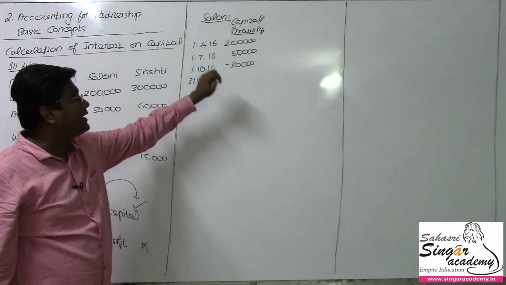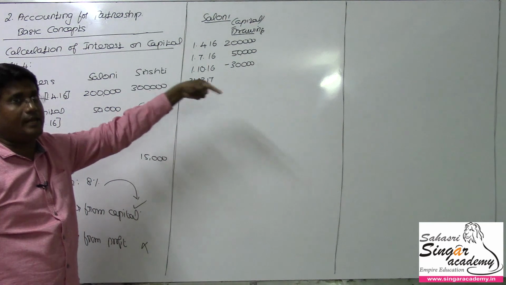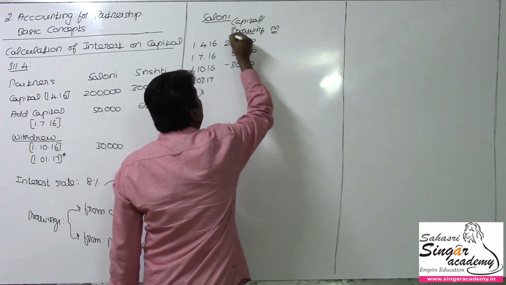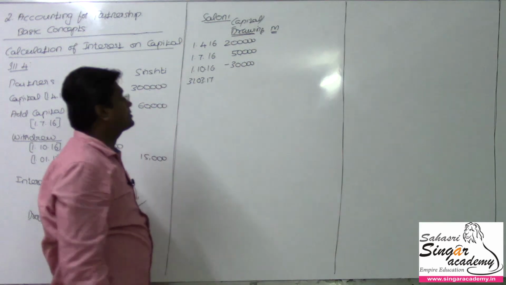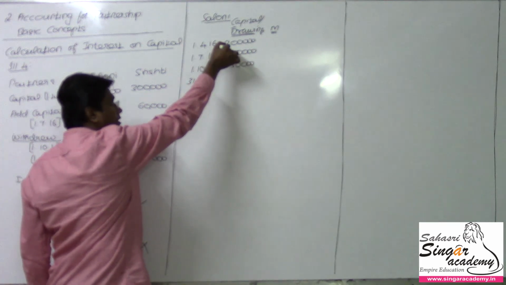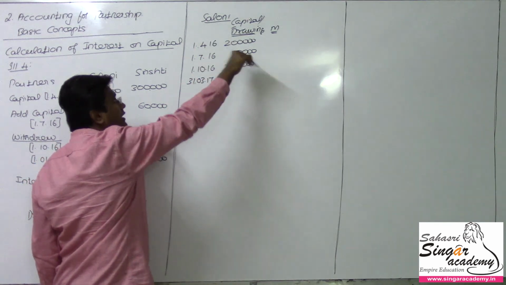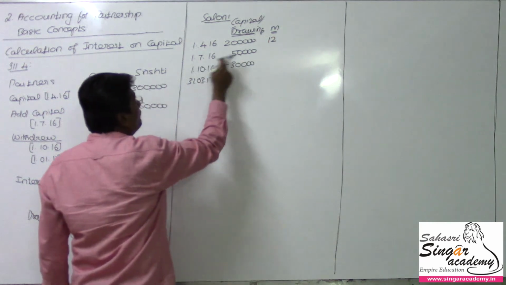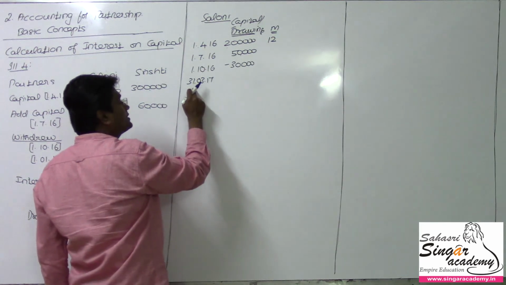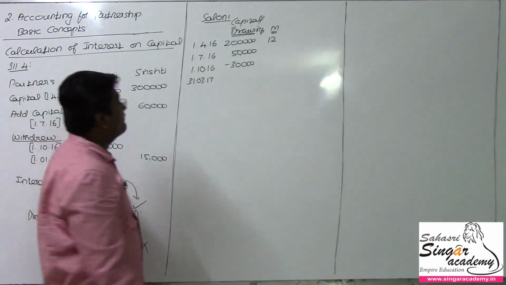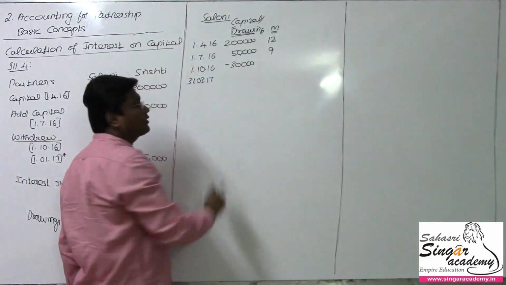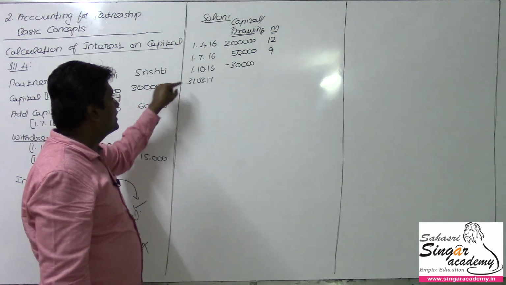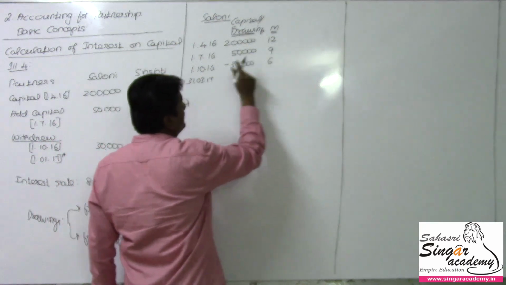This will be the drawings against capital, not drawings against the profit. Number of months eligible for interest, from the date the amount is available to the year end: for the first amount, one full year, 12 months. And for 1/7/16 to 31st March 2017, 9 months only. So this will attract only 9 months interest. And for the 30,000 rupees from 1st October to 31st March, it attracts 6 months interest, but with a negative sign.